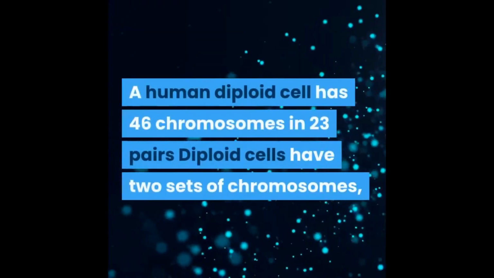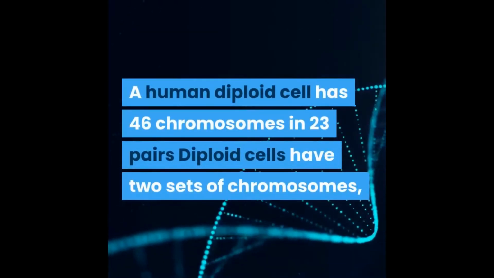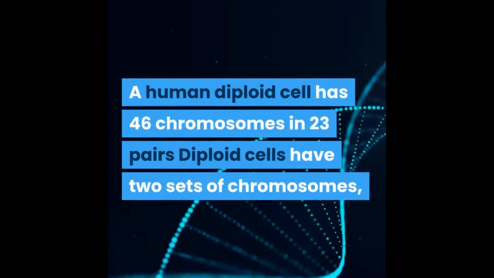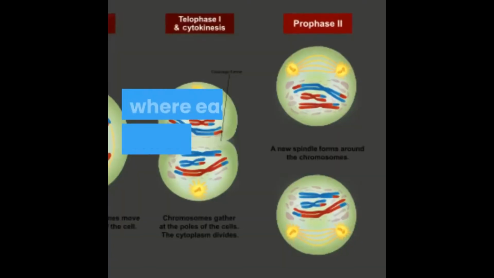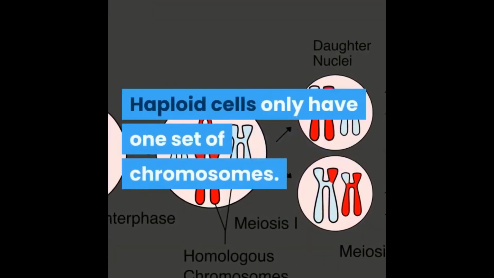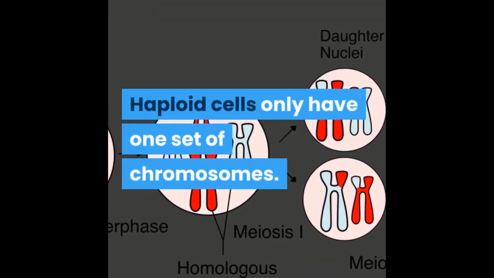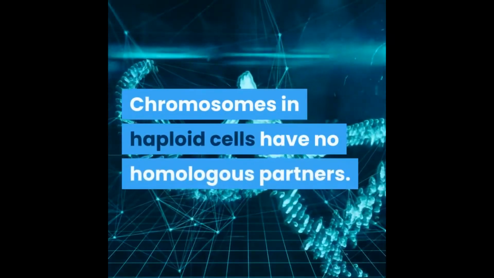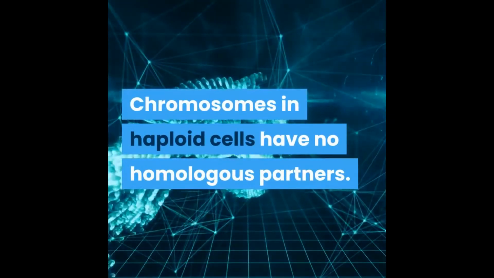A human diploid cell has 46 chromosomes in 23 pairs. Diploid cells have two sets of chromosomes, where each chromosome has a homologous partner. Haploid cells only have one set of chromosomes. Chromosomes in haploid cells have no homologous partners.